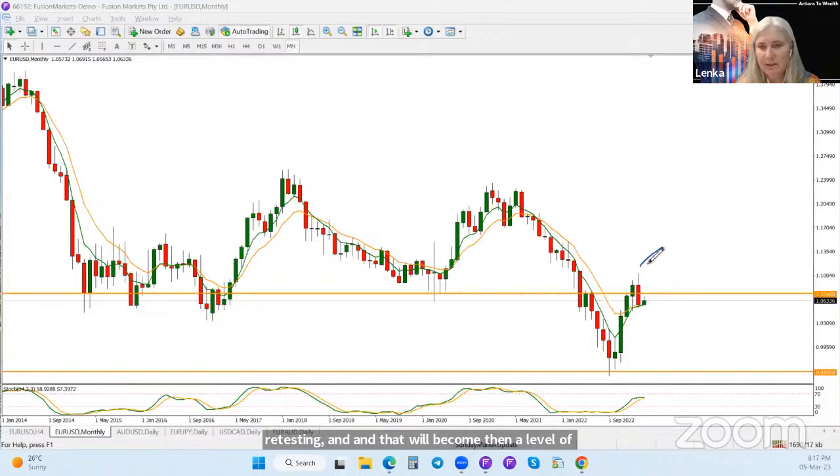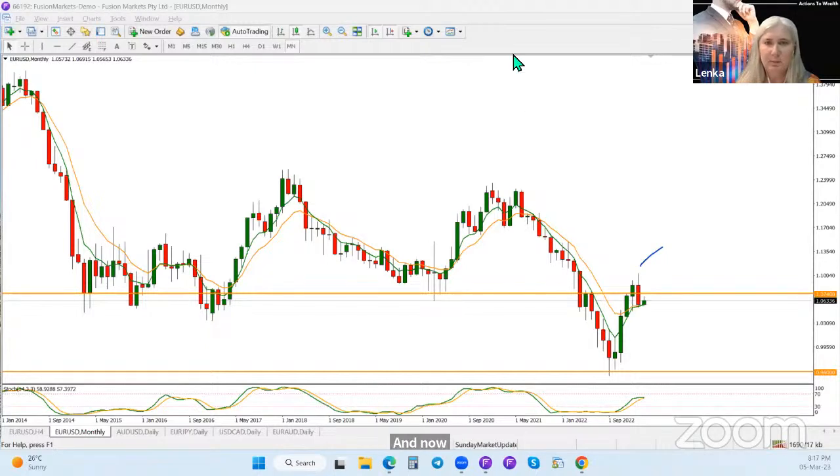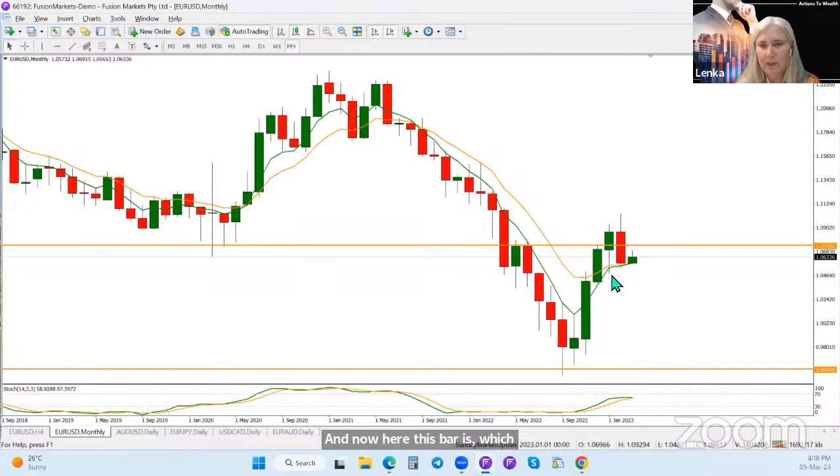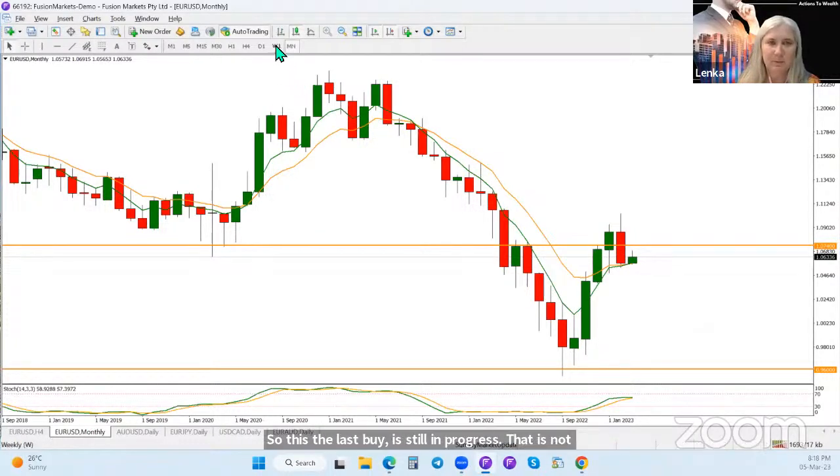And now here, this bar is a decisive bar, which I like. If I make that a bit bigger, you can see that it went above the previous bar and then basically reversed and closed really low. Monthly, the last bar is still in progress. That is not a closed bar, so I'm not using that for my analysis at the moment.